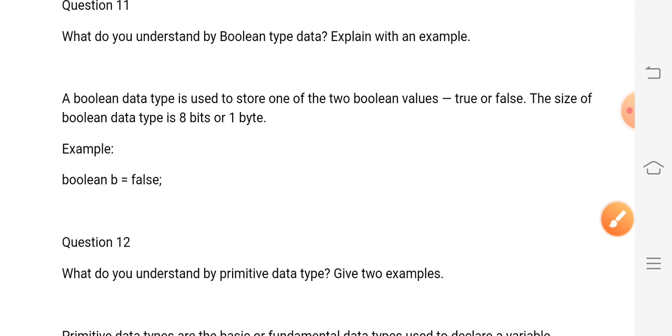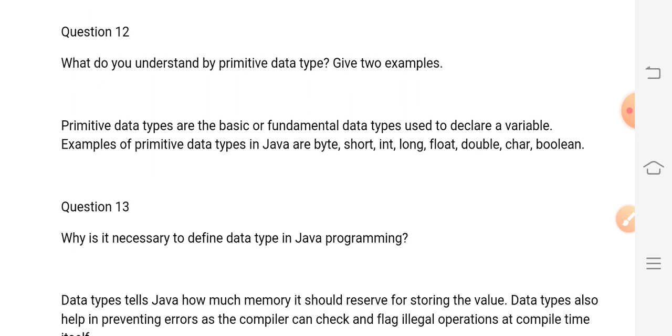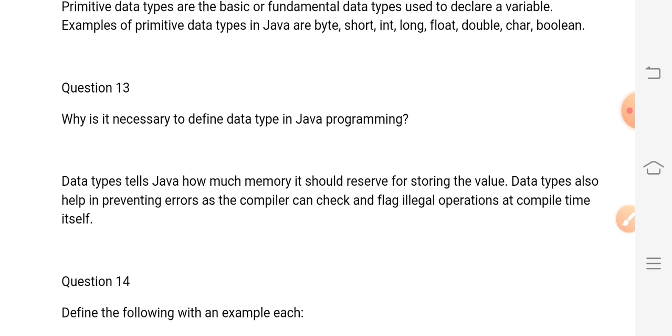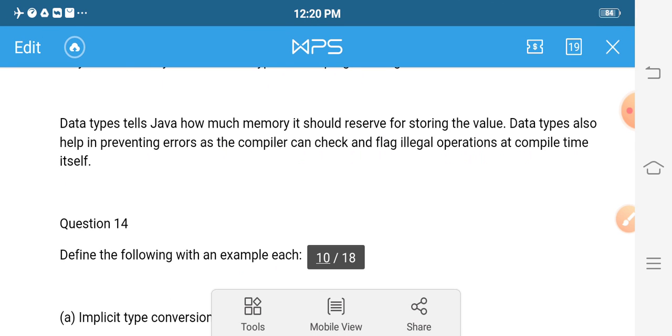Next question, 12th. What do you understand by primitive types? Give 2 examples. So here is the answer. Write it. Moving on to 13th. Why is it necessary to define data type in Java programming? Look at the answer. Next, question number 14.